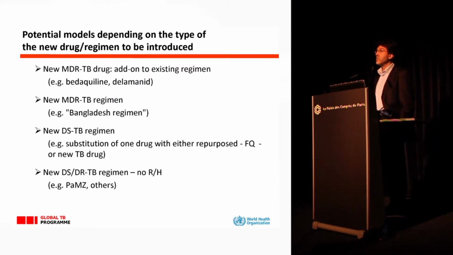The second is a new MDR-TB regimen, and that is the example of the so-called short-course Bangladesh regimen, a 9-month treatment of MDR-TB, which would be introduced as such for treatment of MDR-TB. The third situation is the new drug-susceptible regimen, and that is the example of the substitution of one of the drugs with a fluoroquinolone. So this is the example of the REMoxTB study or the gatifloxacin trial.